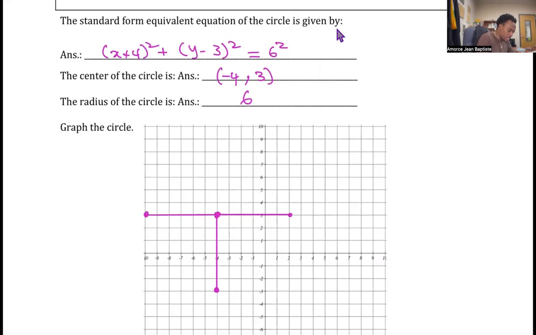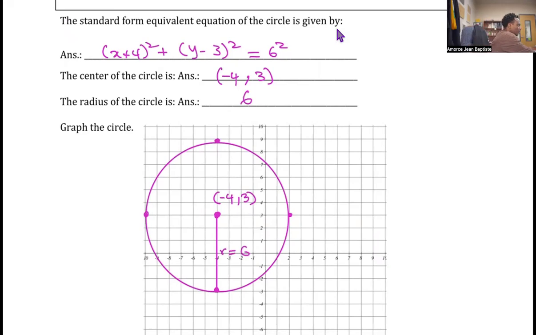And then lastly, one, two, three, four, five, six. And then we connect them to make the circle. So that's a circle. I didn't really need this. I just wanted to see. So center is negative 4, 3, and then radius is 6.